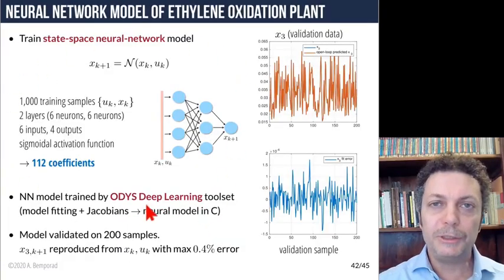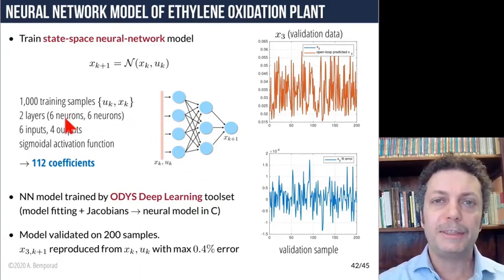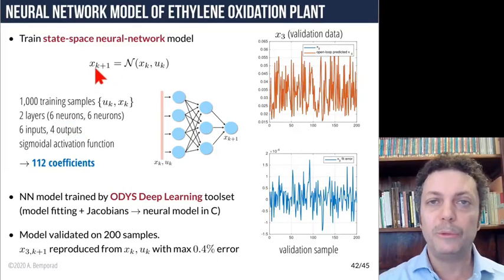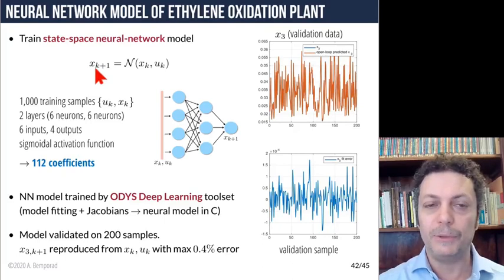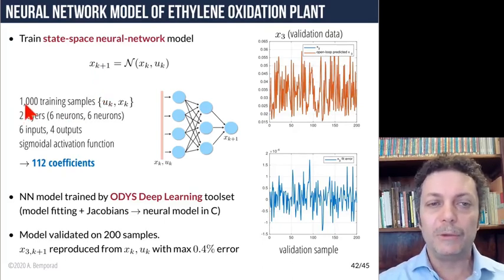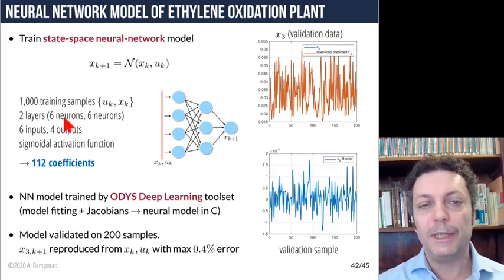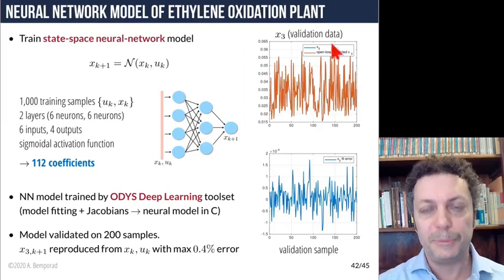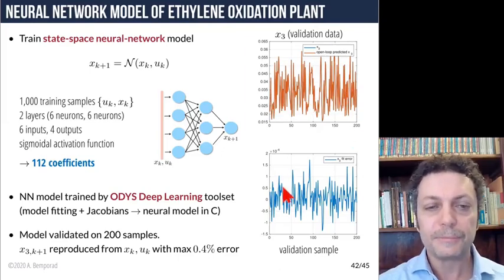And for the neural network, we have trained a network which is quite simple. The model has 6 inputs, which are the 4 states and 2 inputs, and 4 outputs, which are the states at the following time step. Already with 1,000 samples and 2 hidden layers of 6 neurons, you get quite a good fit. So you see here the results on some validation data not used for training. You have pretty good fit.